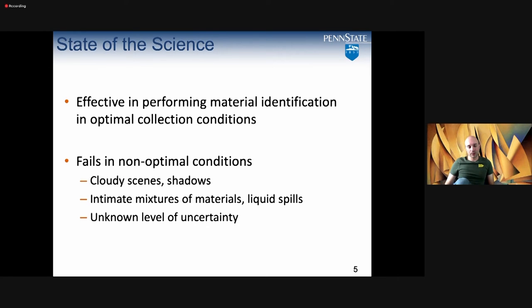Now, one of the biggest problems with today's solutions is that when they fail, and we do know that they fail in those non-optimal conditions, often they do so without any level of uncertainty. So in other words, when the algorithm fails, we really cannot tell much about the answer. And this is a big problem for real-time decision making.